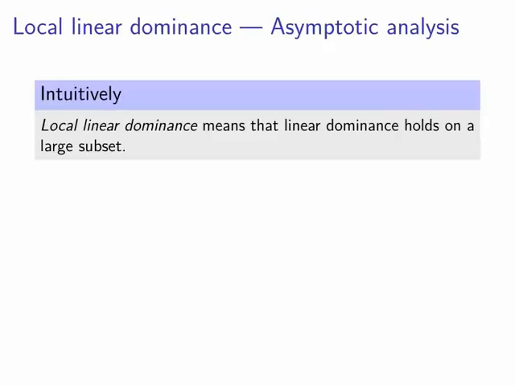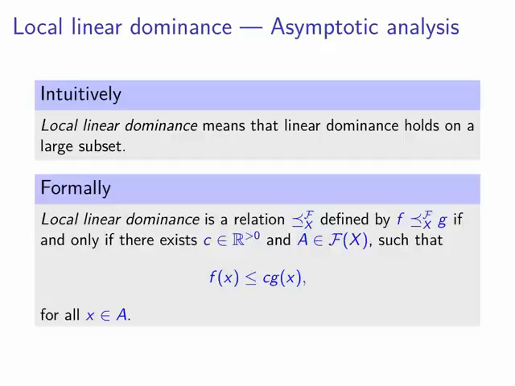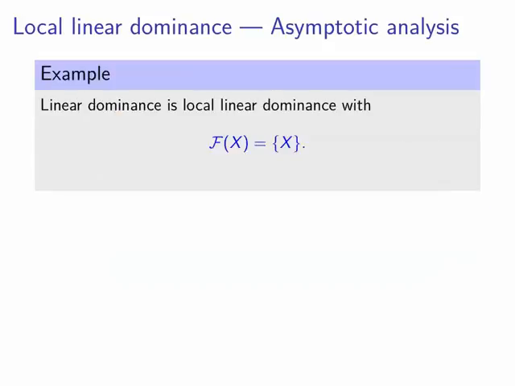Local linear dominance means that linear dominance holds on a large subset. And formally it means that we can find a set in the filter basis so that for each point in that set, f is linearly dominated by g. Example, linear dominance is local linear dominance where the filter set consists only of the set itself.